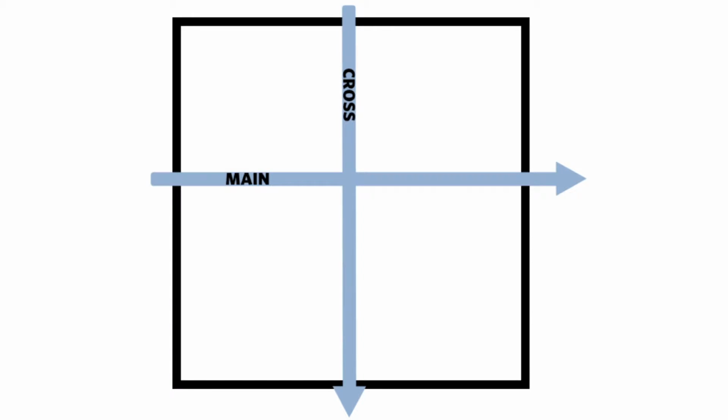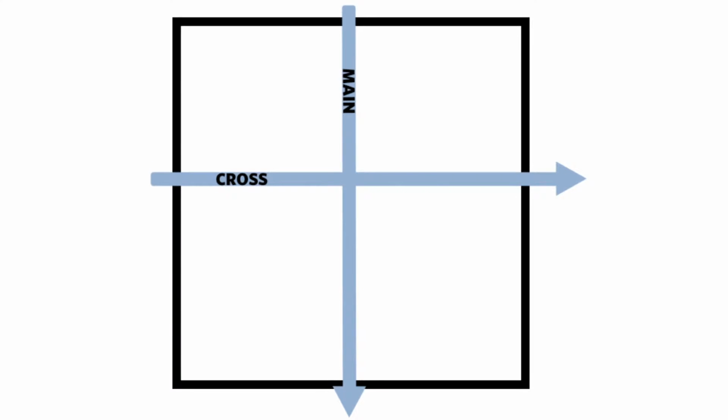Okay, back to the main and cross axes and why they matter in this diagram. Setting the flex direction property to row will make the main axis run horizontally in the direction of the flow of the flex items in the flex container, and the cross axis will run vertically. Setting the flex direction property to column will make the main axis run vertically, also in the direction of the flex items in the flex container, and the cross axis run horizontally.